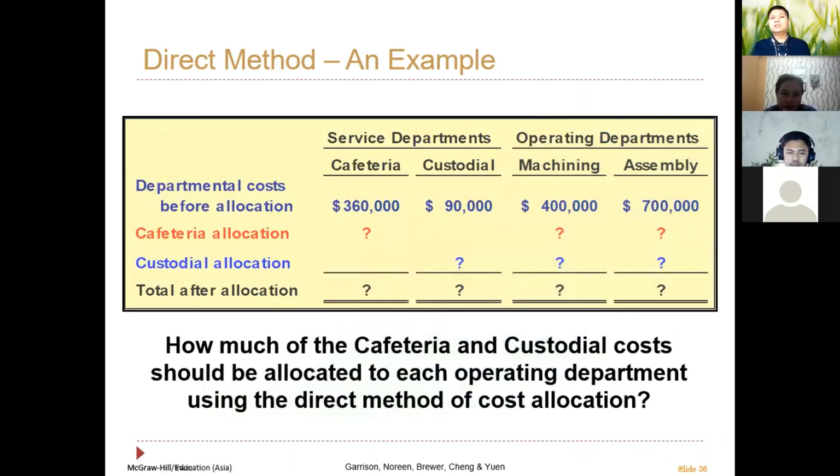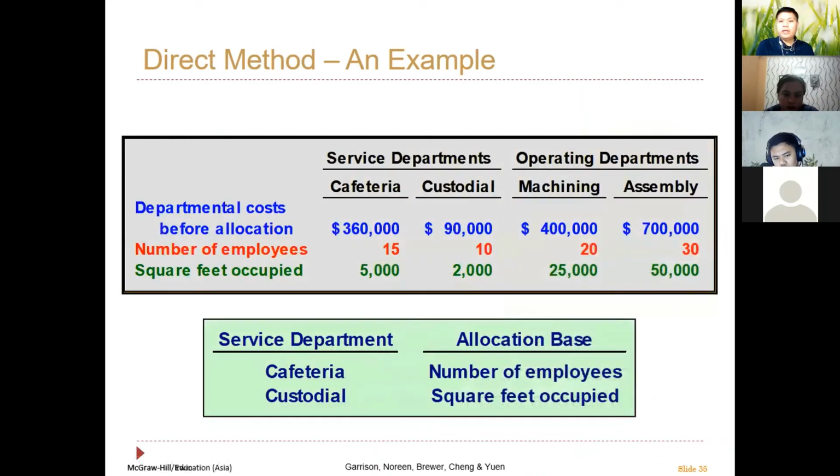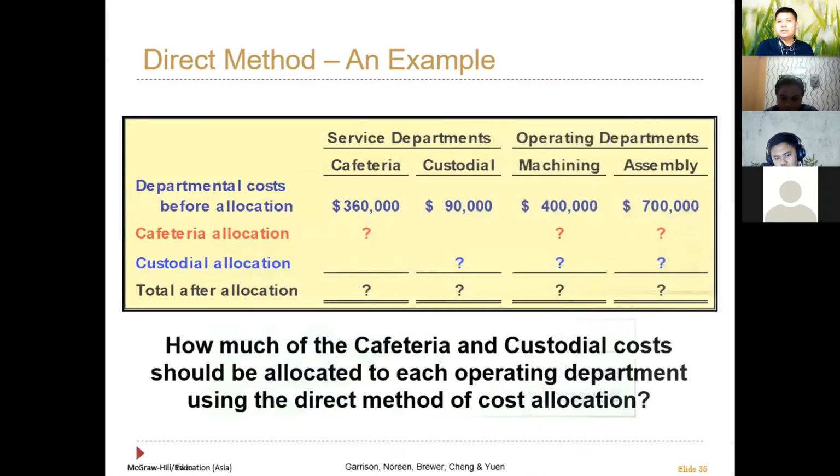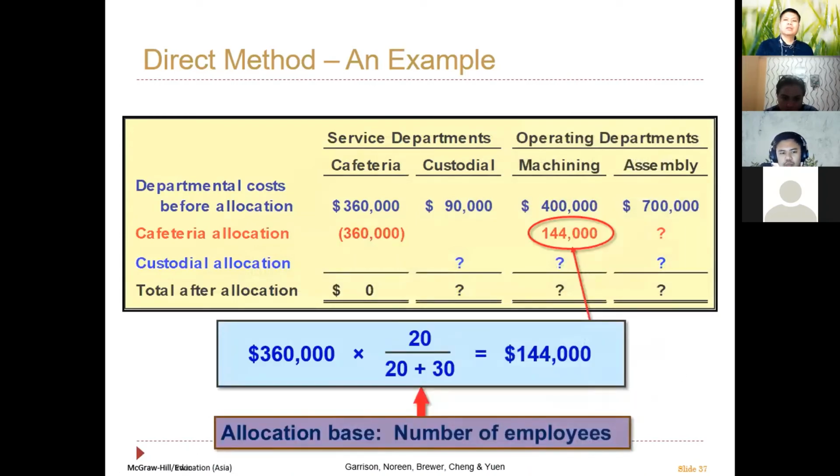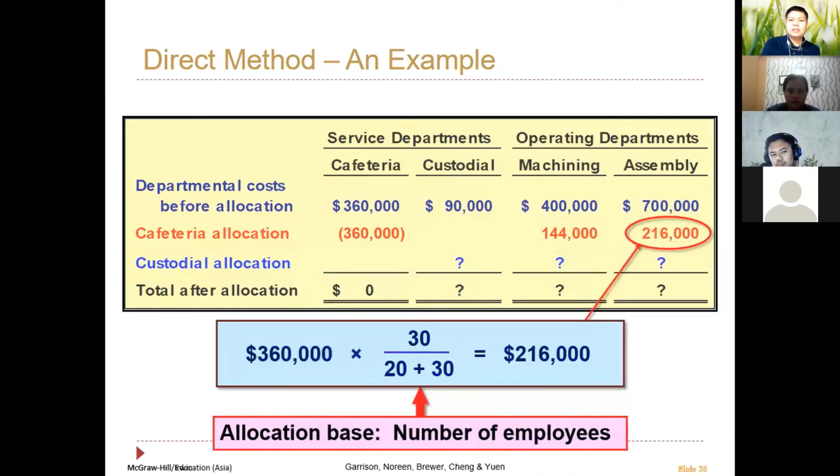Ayan. So the question is, how much of the cafeteria and custodial cost should be allocated to operating department using the direct method of cost allocation? Diba sinabi na natin kanina ito? Based on employees, diba? Titignan natin. 20 over 50 at saka 30 over 50. Tama ba? Ayan o. 20 over 50 multiplied by 360,000, you get 144,000. Let's have the other one. Ayan. 30 over 50 times 360,000, you get 216,000.